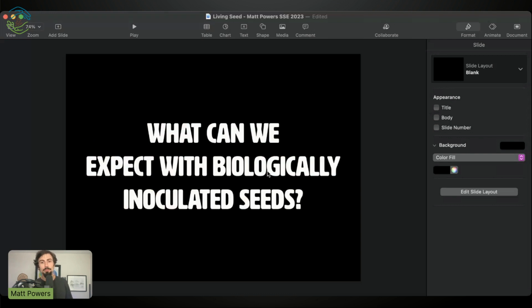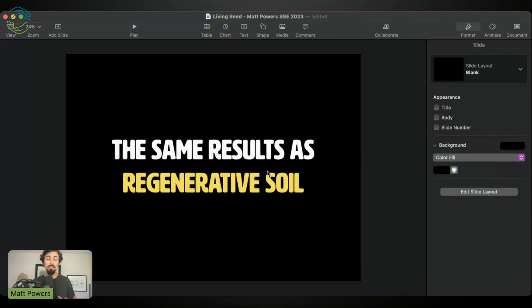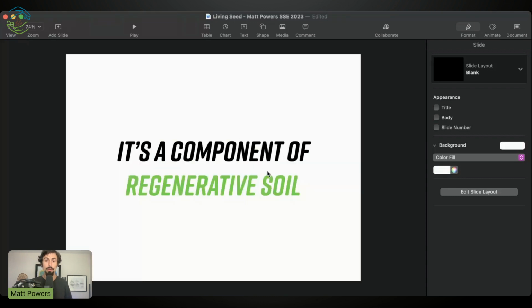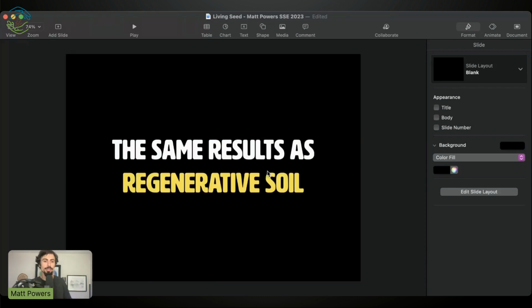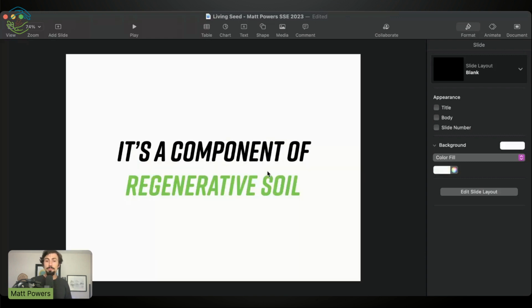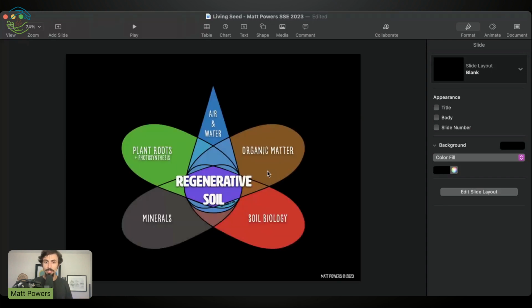But what can we expect with biologically inoculated seed? Well, they're regenerative seed. So you would have the same results as regenerative soil, especially if you've done the work of regenerative soil, created your holistic soil management plan and implemented it. So this is all just a component of regenerative soil: the soil biology, the organic matter, the air and water, the plant roots, photosynthesis, and minerals. Having the right seeds with the right biology makes it so that the plant roots and photosynthesis happen properly, and relationships with biology and the creation of organic matter increase exponentially.